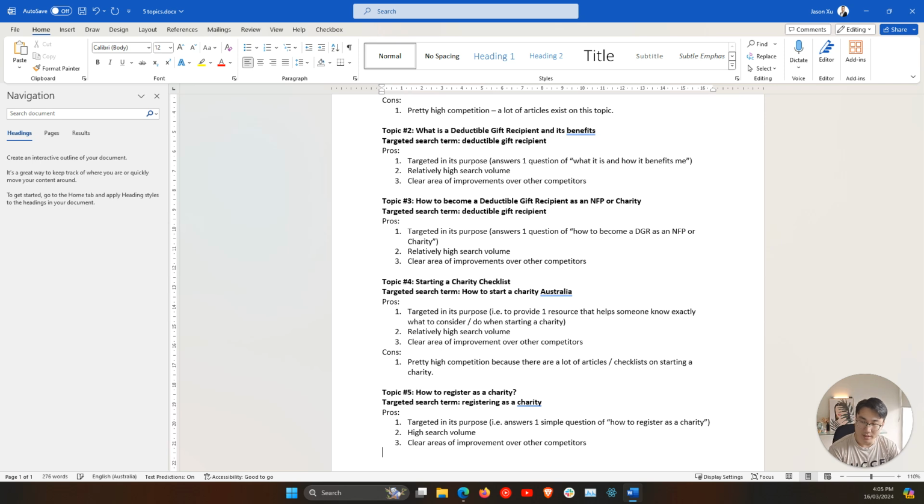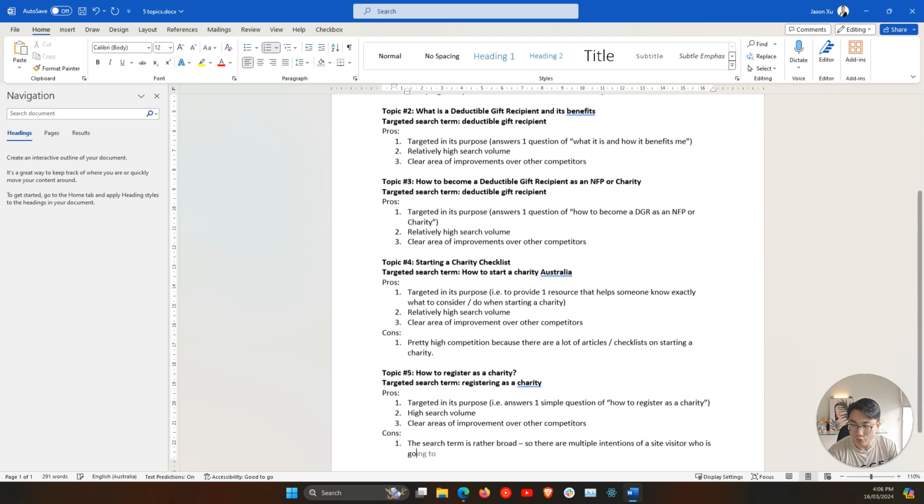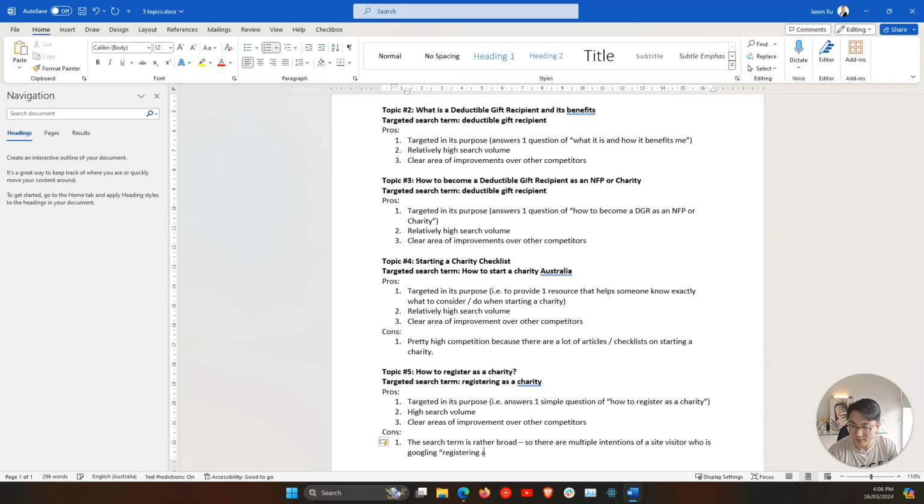So, yeah. The con is the search term is rather broad. So there are multiple intentions of a site visitor who is Googling "registering as a charity." So that is a con, and it means you're competing with more people. You're competing with more search results and articles and pages that are trying to target different intentions, which means it's probably a bit harder to rank higher.